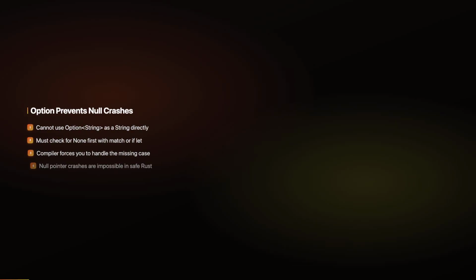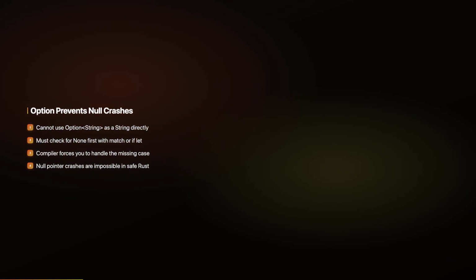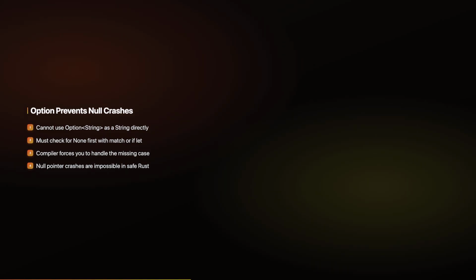You cannot use an Option value directly as the underlying type. You must first check for None using match, if let, or one of the Option methods. This is what makes Rust safe. The compiler forces you to acknowledge that a value might not exist before you can use it.